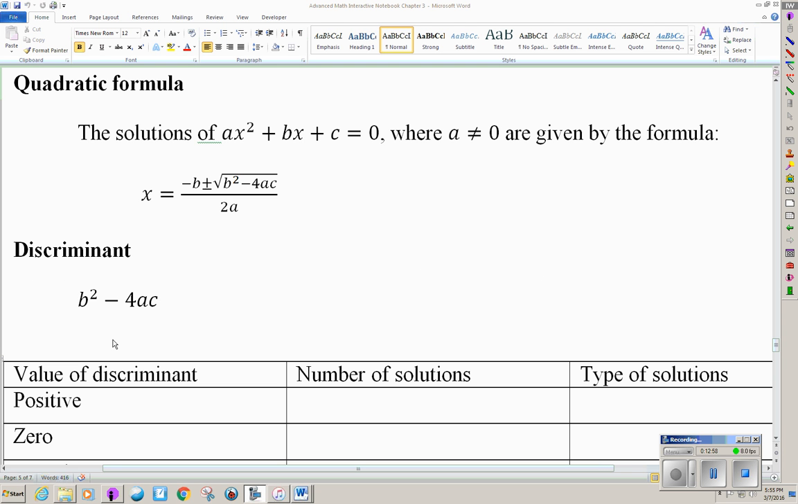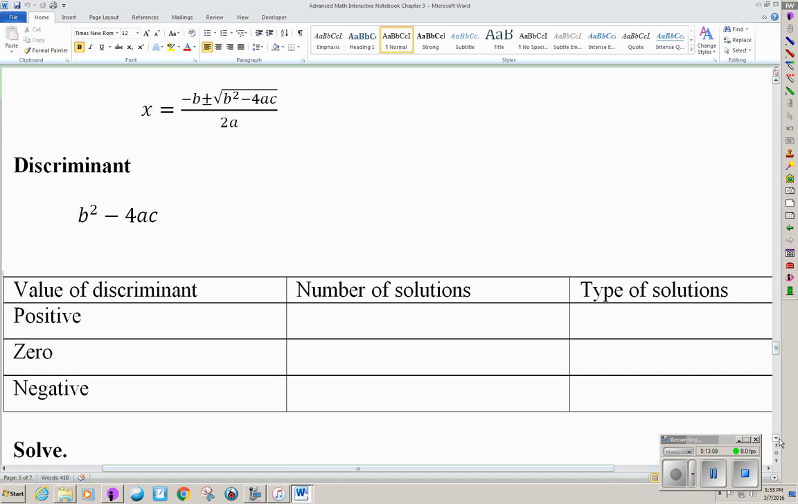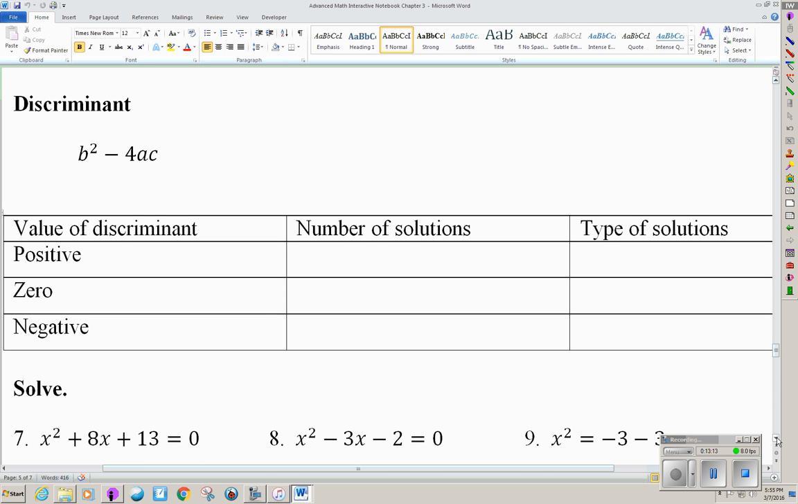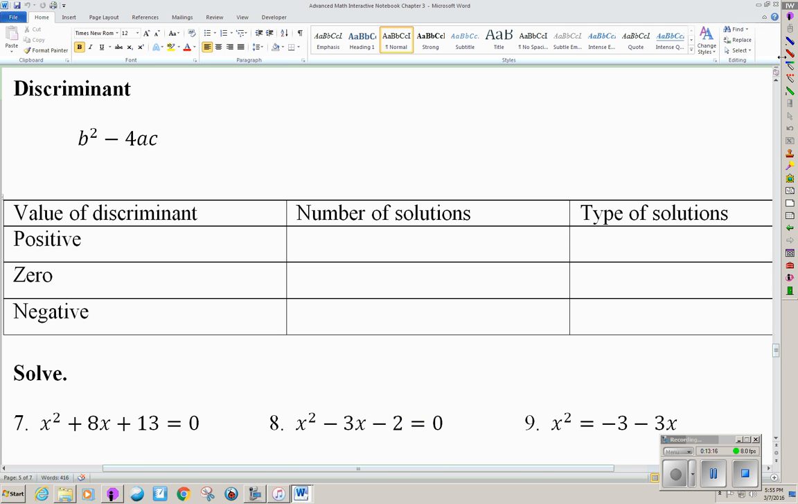The part under the square root is called the discriminant, b squared minus 4ac. Depending on the value of the discriminant, we're going to have different kinds of solutions, because you can take the square root of a positive, but you can't take the square root of a negative. So let's fill out this table to get the nature of the solutions.